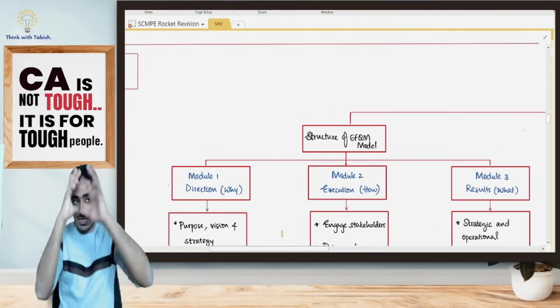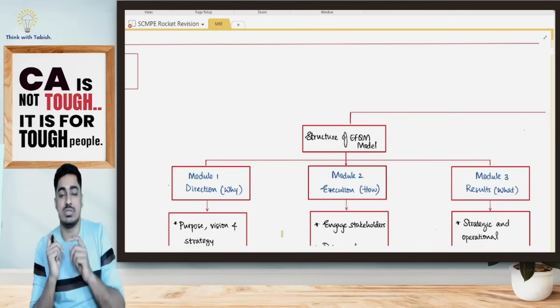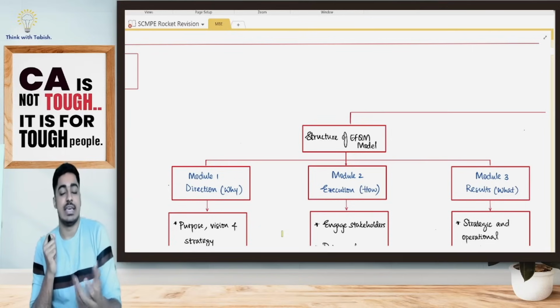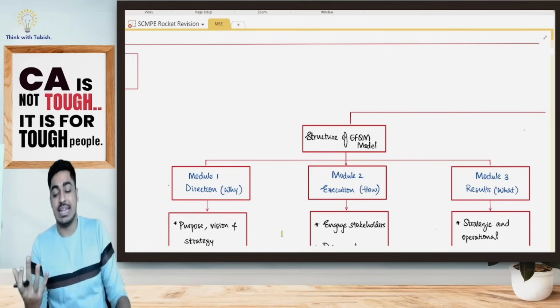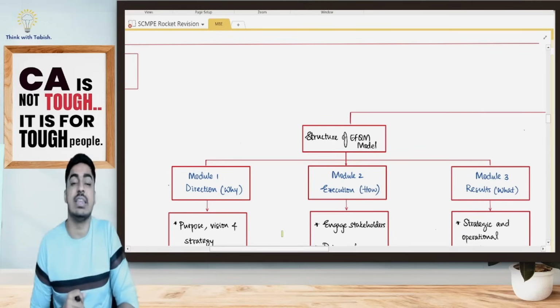Firstly, the structure of EFQM model. EFQM model is divided into 3 modules. It is like, in order to achieve excellence, 3 questions I should be asking. Firstly, why am I doing it? That gives me the direction. Then, how will I do it? That is the real execution part. And finally, what will I get by doing it? That is my results part.